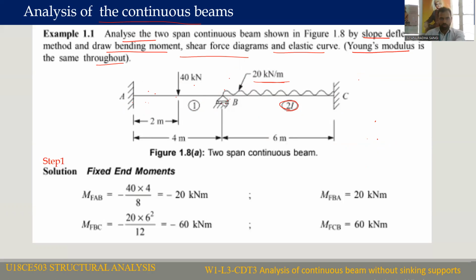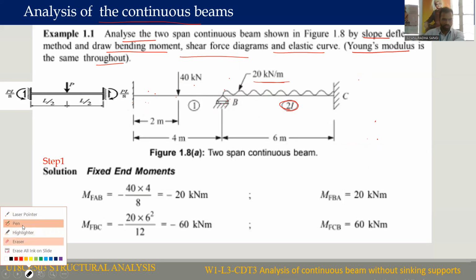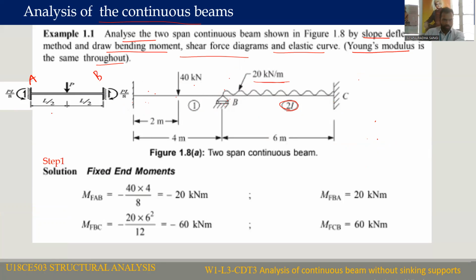Fixed beam subjected to point load at center. Then for the calculation of fixed end moments, let's say this is A and this is B. MFAB will be equal to minus WL by 8 or PL by 8. MFBA will be equal to plus WL by 8.